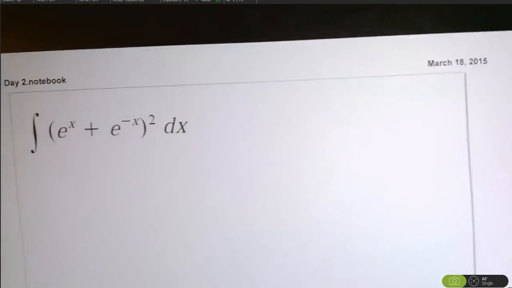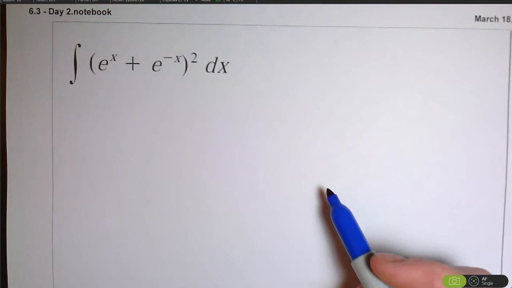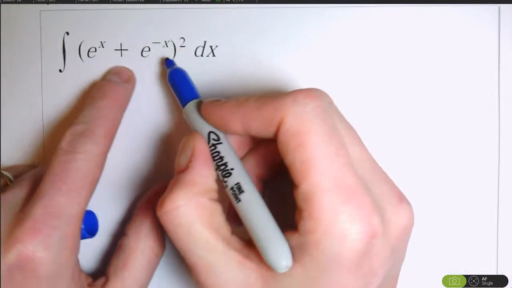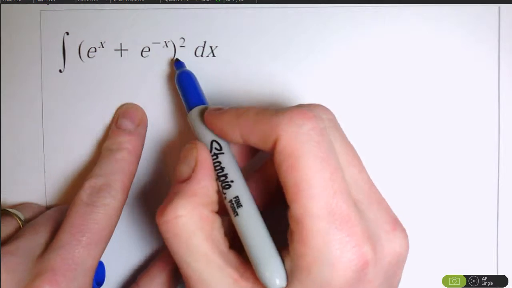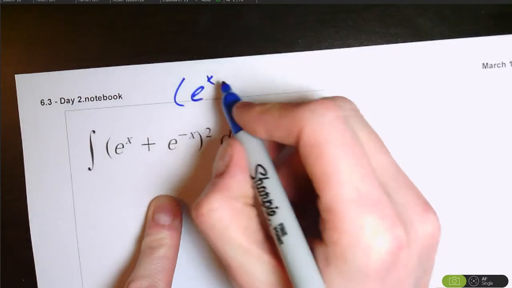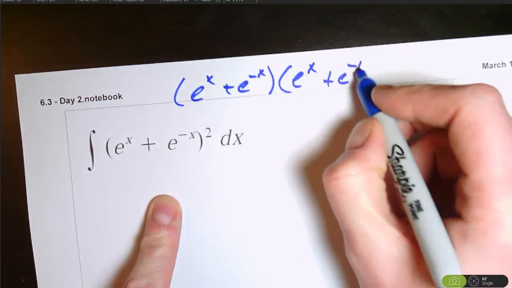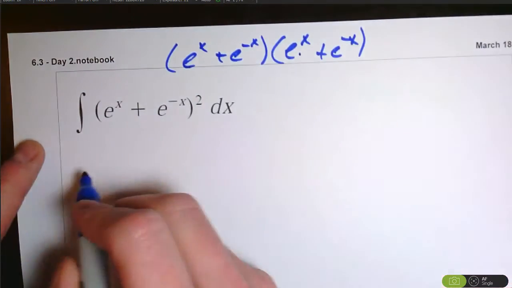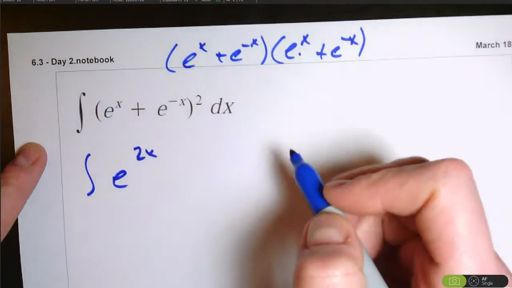All right. This one here might seem like a weird indefinite integral. It's actually not that bad. The key is to expand this, so do FOIL. So e to the x plus e to the negative x times e to the x plus e to the negative x. And what happens is it makes this really easy, because e to the x times e to the x is e to the 2x, because you add the exponents, x plus x is 2x.